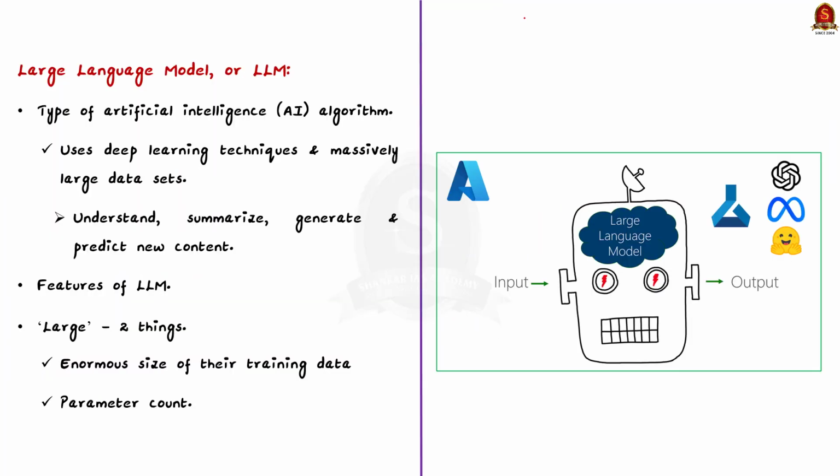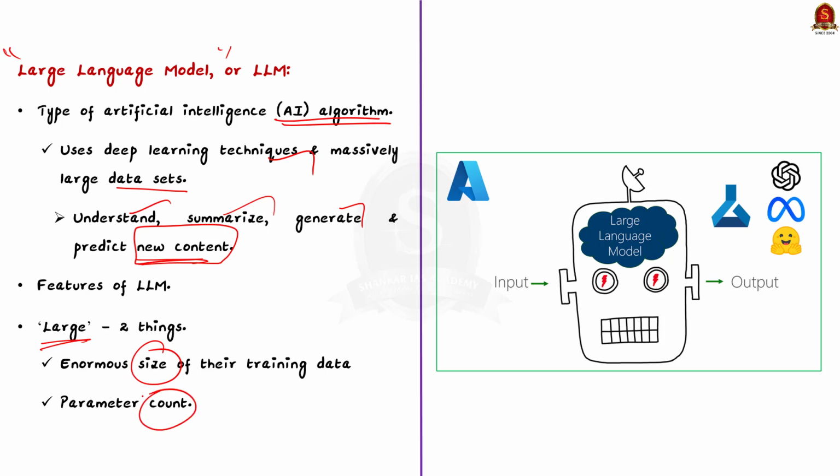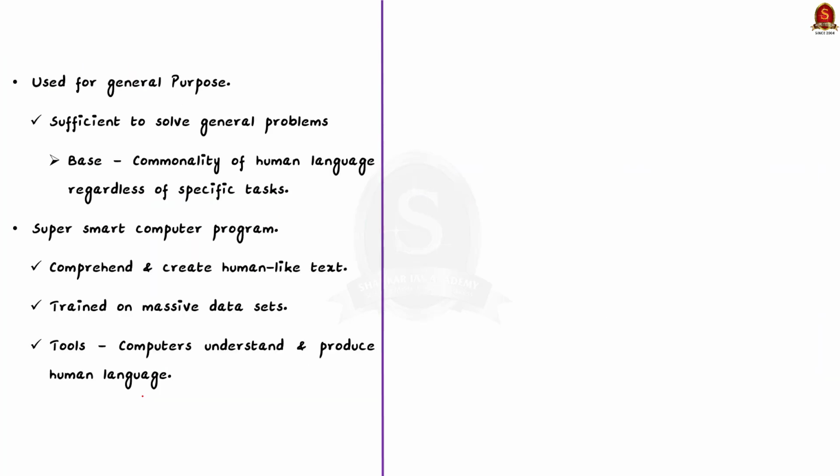What is a large language model, LLM? See, the large language model is a type of artificial intelligence algorithm that uses deep learning techniques and massively large data sets. Know that it uses them to understand, summarize, generate and predict new content. Now let us see the features of LLM. Firstly, the term large symbolizes two things. They are the enormous size of their training data and parameter count. See, the parameters define the skill of the model in solving a specific problem.